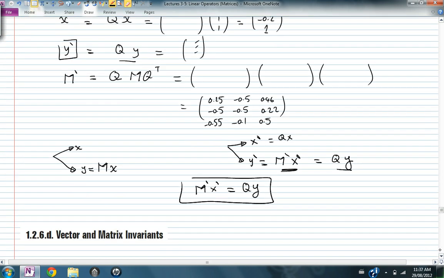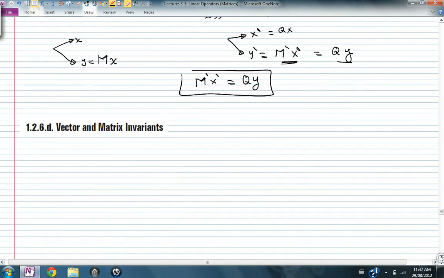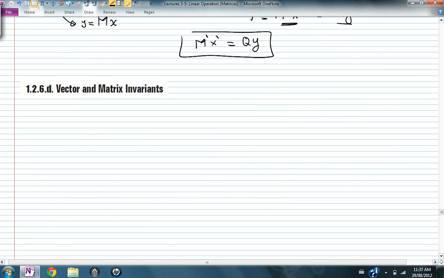So the last section in this part is the study of vector and matrix invariance. So what does it mean, invariance? Let's say I have somebody who's studying the speed of particles, for example. And let's say I'm using linear algebra, and I have a vector e1 and e2, and I have the vector of velocity v that's equal to, let's say, 2 in the first direction, 3 in the second direction.